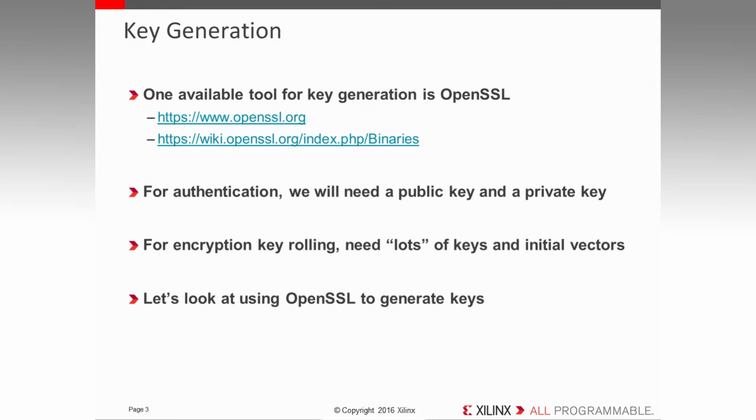For authentication, we're going to need a public key and a private key. For encryption, we're going to need multiple keys, perhaps lots of them, depending on how often we elect to roll the key. OpenSSL can generate all these keys. Let's see how to do it.